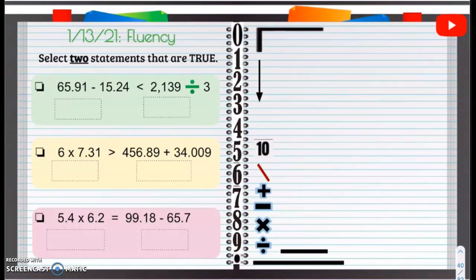January 13th, 2021. Fluency. Select two statements that are true. So we are going to select two statements that are true. So let's take a look here.